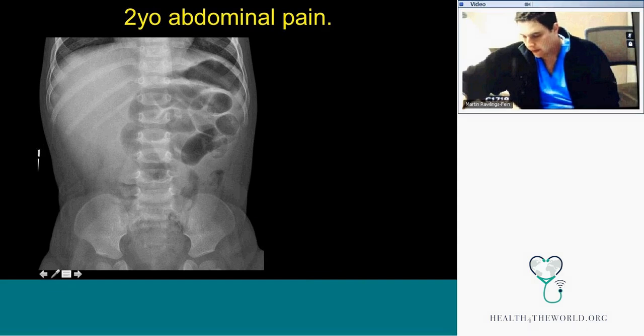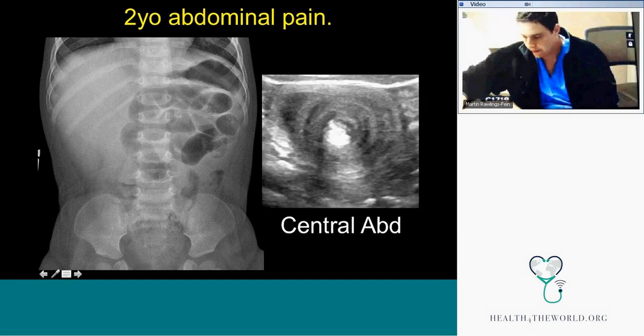A 2-year-old with abdominal pain and what looks like maybe an early obstruction. The bowel is dilated, not that much, but it's out of proportion to the rest of the abdomen, and that's more important: dilated bowel that's not commensurate with bowel elsewhere. And then we see in the central abdomen, kind of right around here, small bowel intussusception. So, what is that?